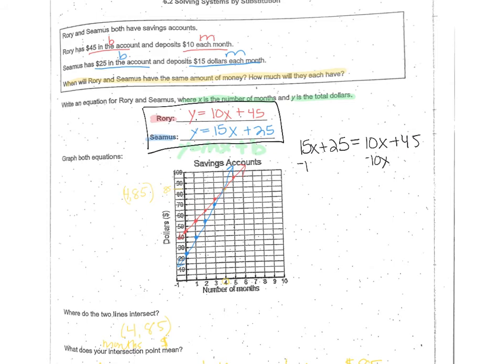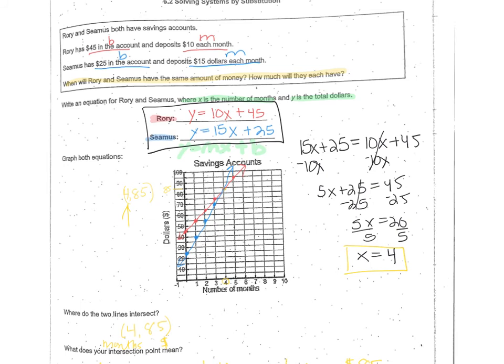I'm going to subtract 10x. And this is a plus 25, so I'm going to subtract 25. I'm going to get 5x is equal to 20. And if I divide both sides by 5, x will equal 4. And if x equals 4, that's what we found over here, right? The point of intersection. So we have found that again.